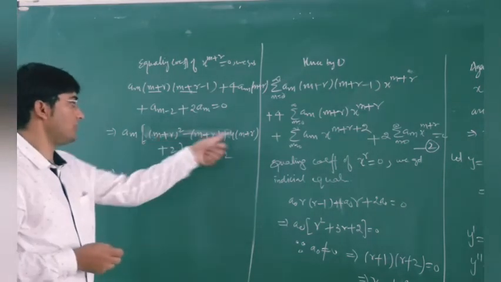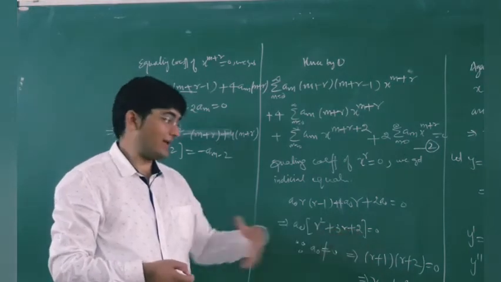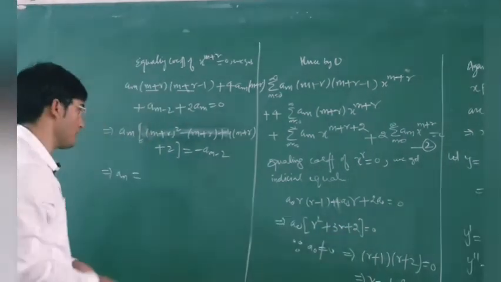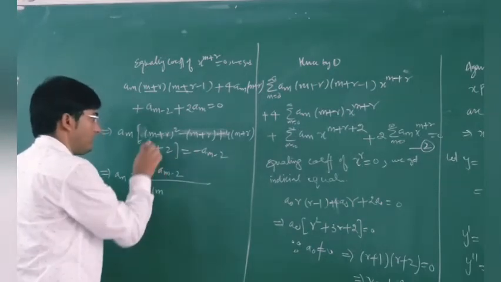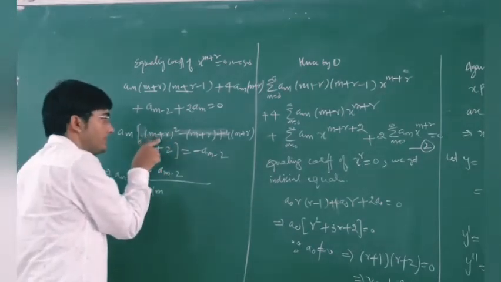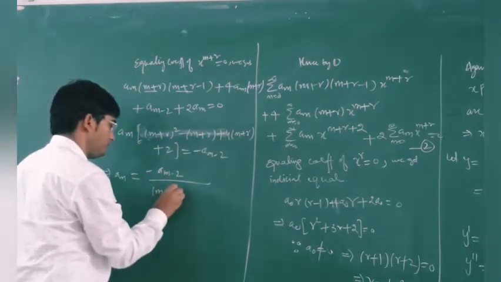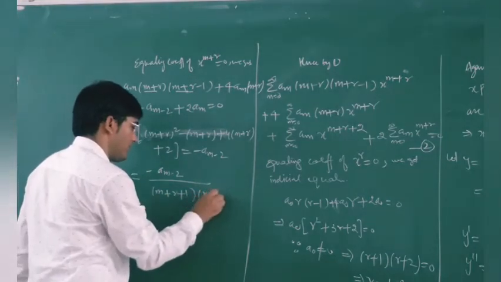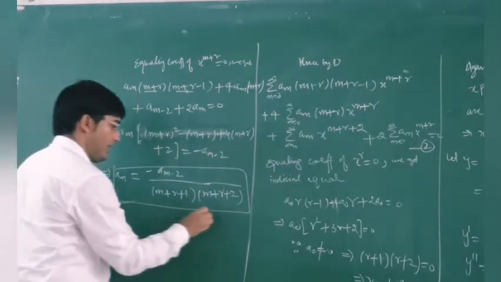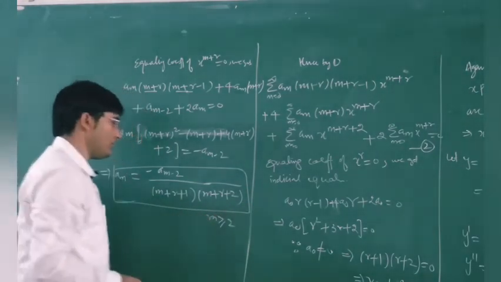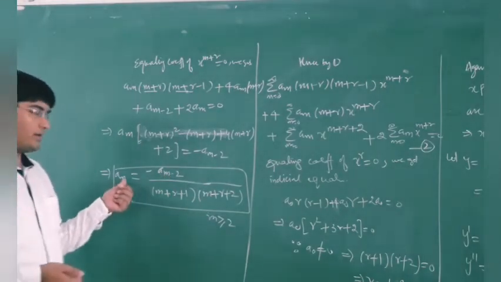Now from here you can see that this is your x square plus 3x plus 2. So it is like this, x square plus 3x plus 2. So it will have the factors x plus 1 and x plus 2. So say if m plus r is your x, then this is your x square plus 3x plus 2, so this will be your x plus 1 and x plus 2. So this is your am in terms of am minus 2. Again from here you can see that your m will be 2 or greater than 2, so we cannot find a1 from here.